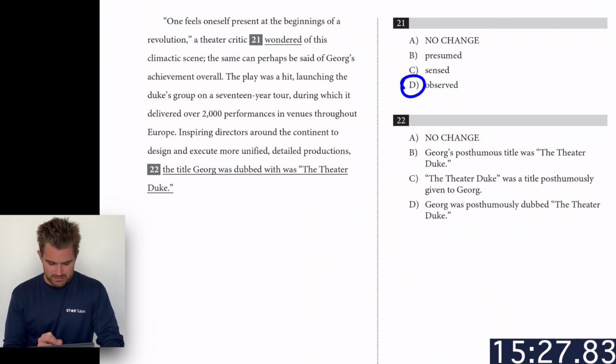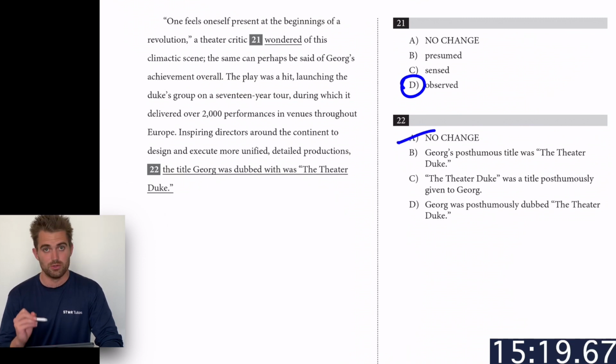Inspiring directors around the continent design and execute more unified, detailed productions. The title George was dubbed with was... Okay, so no, that's not it, right? We don't want to use the passive voice. Who is the person inspiring directors, detailed productions? George is the person that's inspiring that. So we have to have George. Yeah, it's got to be D.